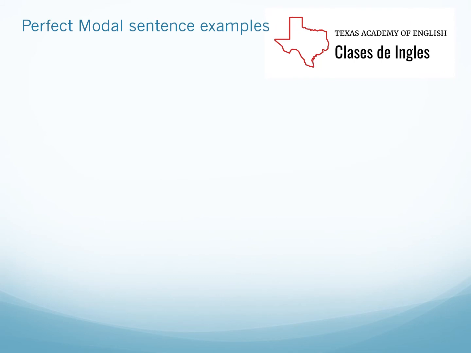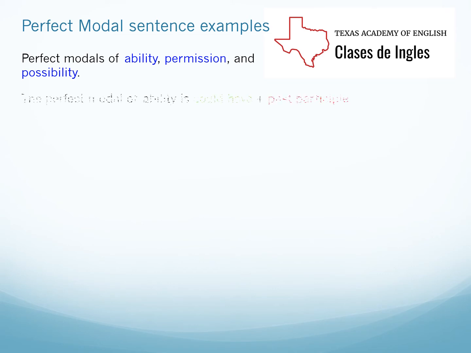So now let's take a look at perfect modal sentence examples. Remember, the perfect modal of ability, permission, and possibility. The perfect modal of ability is could have plus the past participle, and this is in the affirmative.